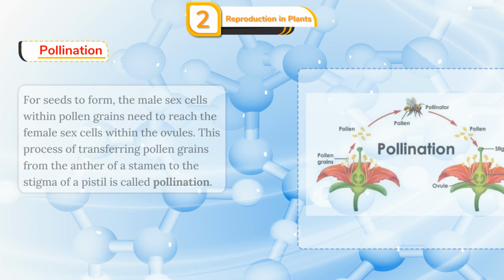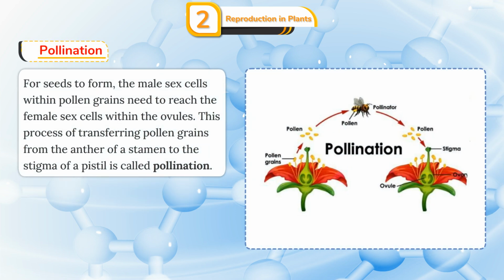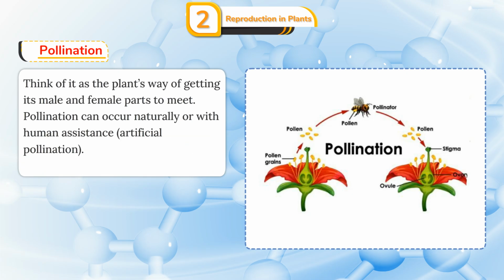Pollination. For seeds to form, the male sex cells within pollen grains need to reach the female sex cells within the ovules. This process of transferring pollen grains from the anther of a stamen to the stigma of a pistil is called pollination. Think of it as the plant's way of getting its male and female parts to meet. Pollination can occur naturally or with human assistance, artificial pollination.